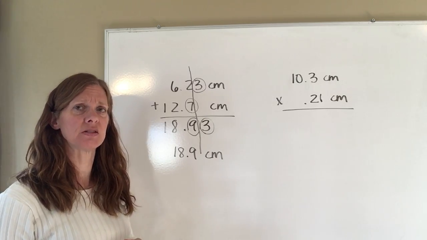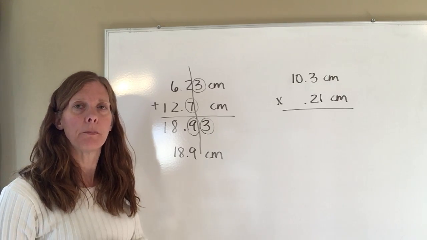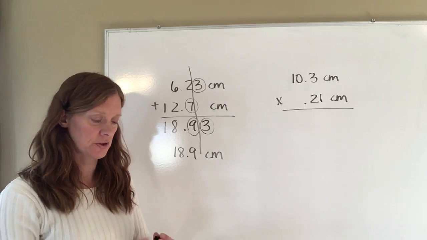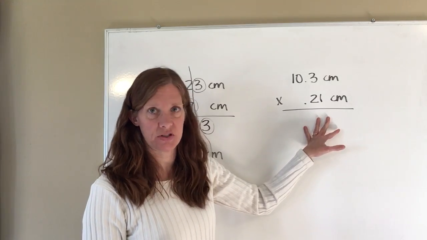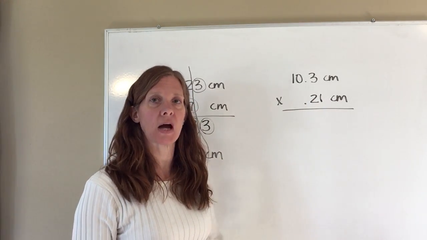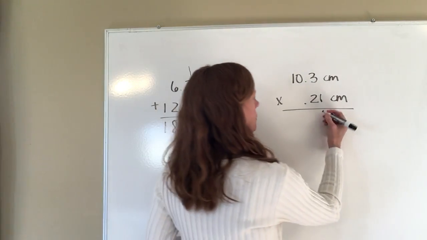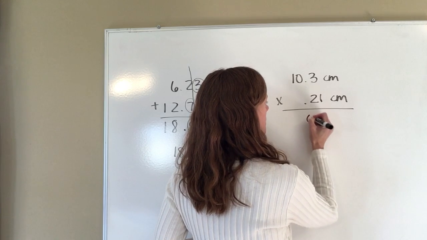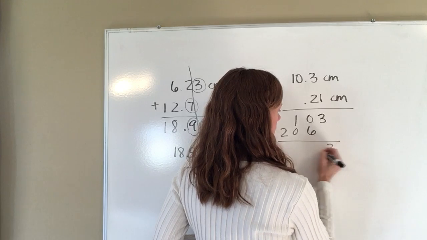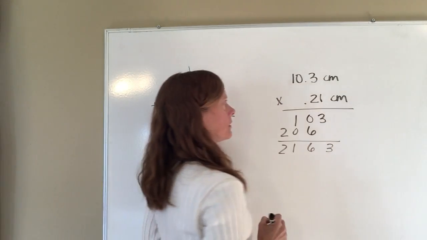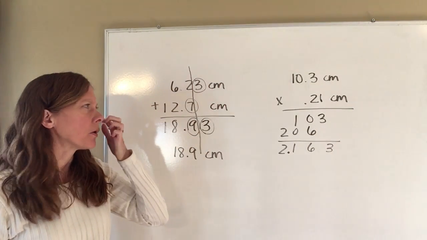For multiplication and division, I'm going to go through a multiplication example for you, but it will apply the same way to division. So let's say that I'm trying to find the area of something. So I have 10.3 centimeters times 0.21 centimeters. Now multiplication is different, so I'm going to go ahead and multiply this just like I always would. I have 3 decimal places here, so I'll have 3 decimal places down here.